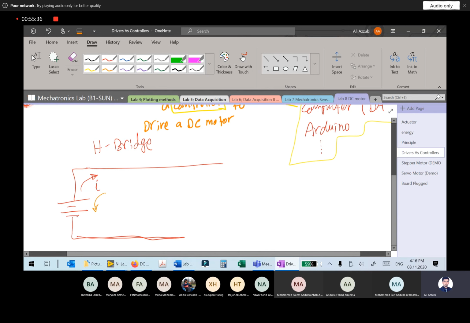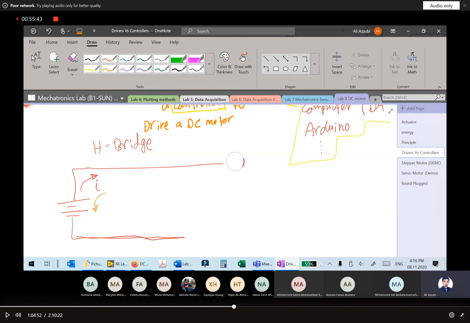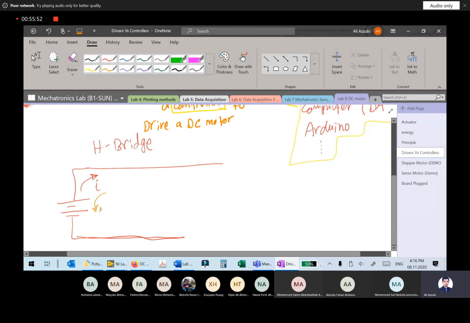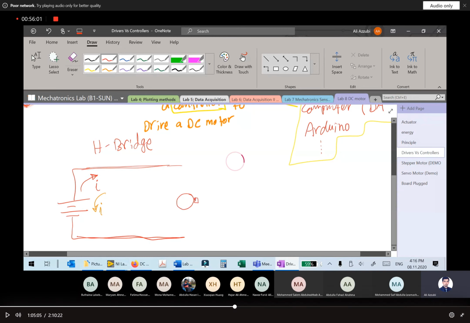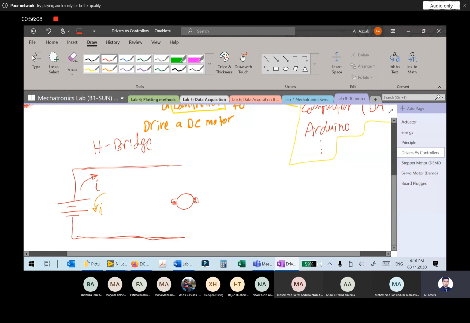If you want to reverse your current, you have to manually remove this battery and reverse its polarity. We don't do this. We use an electronic circuit to do this, and its principle is very simple. Imagine you have a DC motor like this, with one brush here and another brush here.